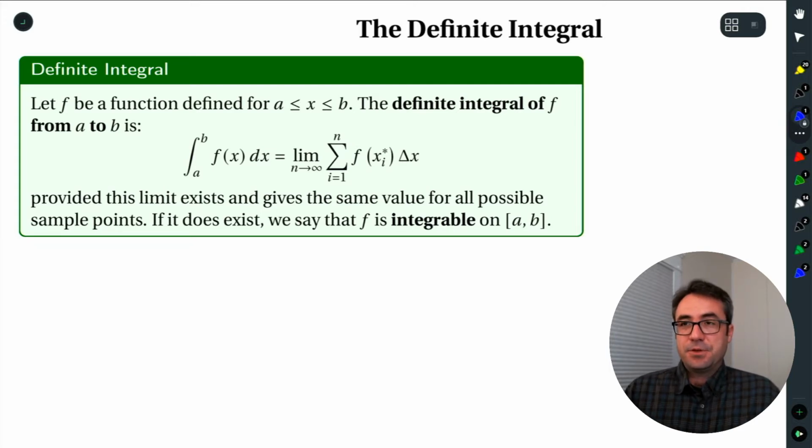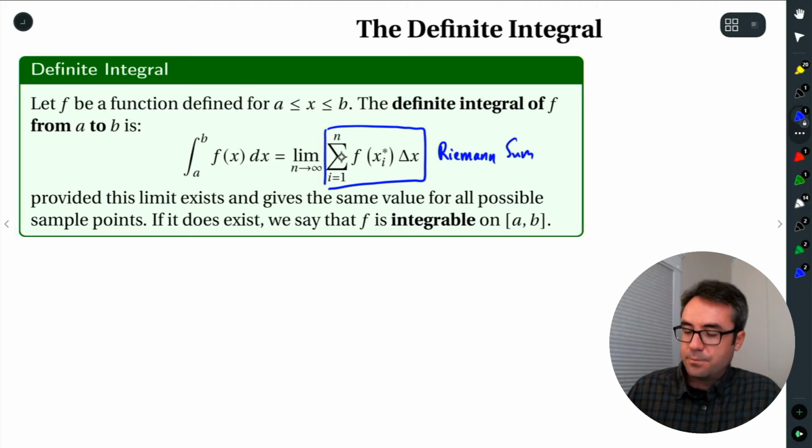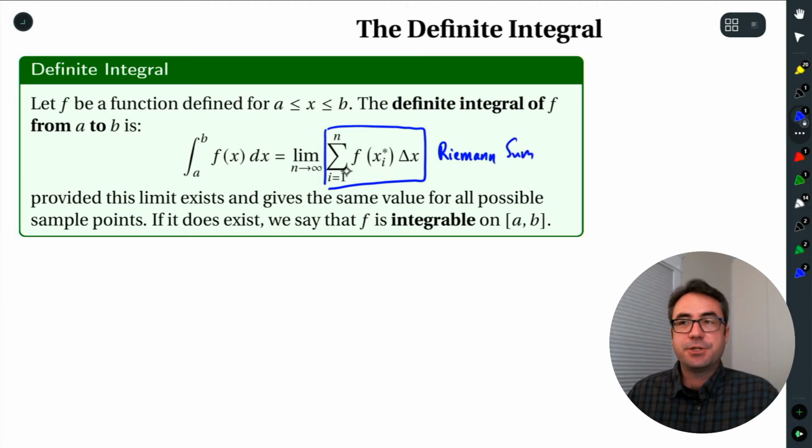All right, so there's a lot there. So first of all, just look at the things we know. This is our Riemann sum without the limit sign, just the summation here. That's our Riemann sum, and we're doing the limit as n goes to infinity.